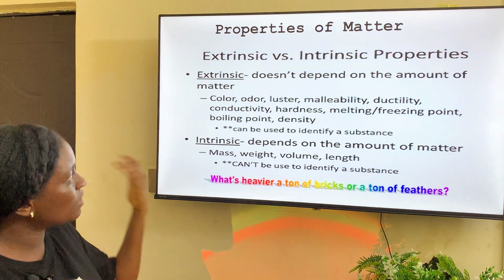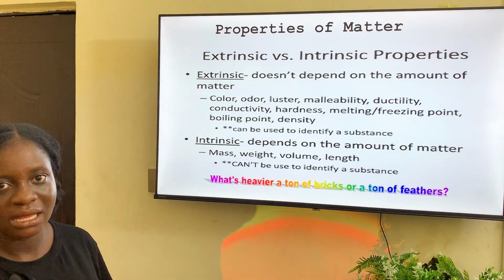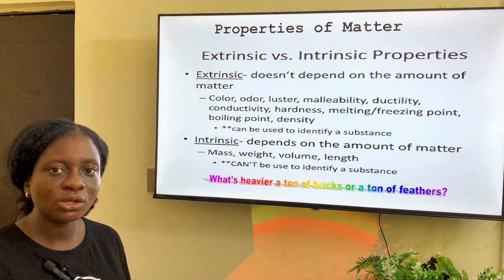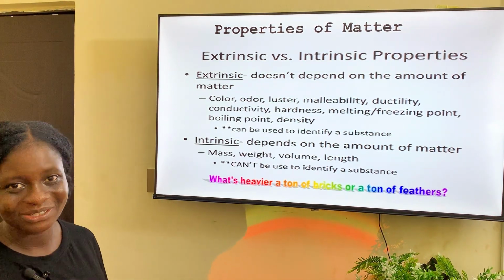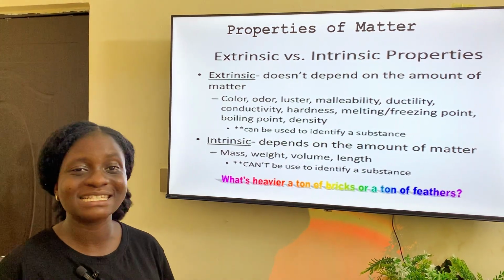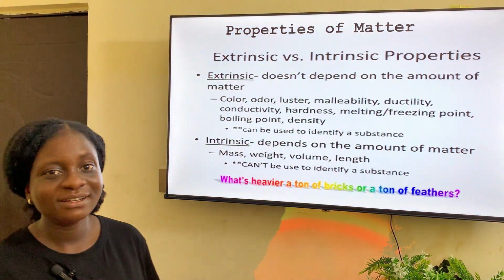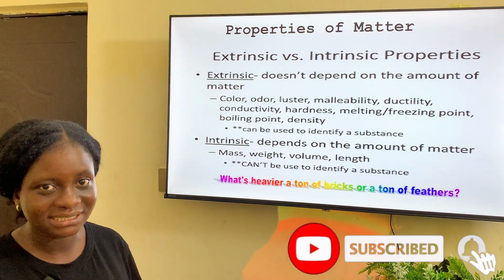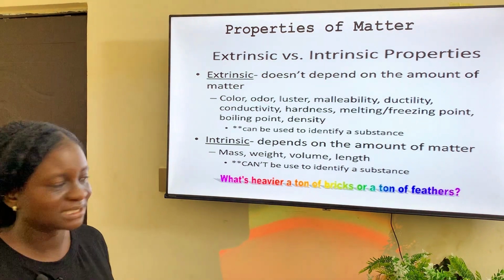So what are the examples of extrinsic properties of matter? When we say extrinsic, we say color, the odor. Can you weigh those objects? No. We can't weigh color. We can only define color if it's blue or green or yellow. So odor, the luster, boiling point, freezing point. So these are extrinsic properties of matter.